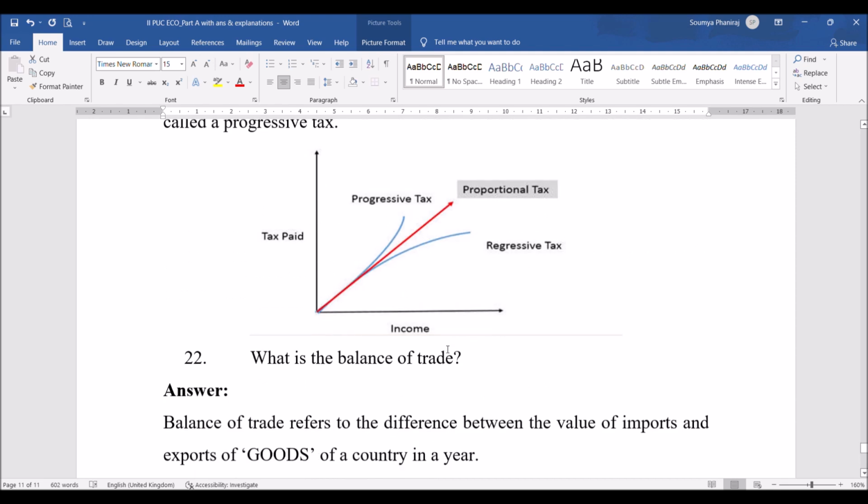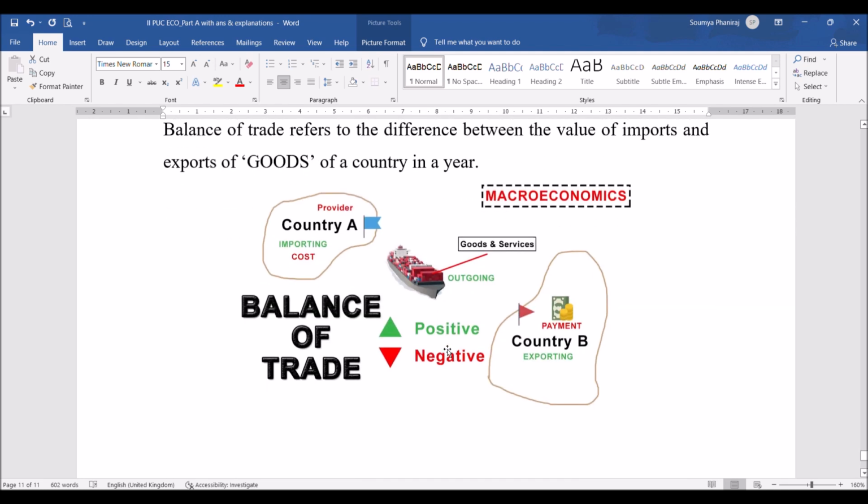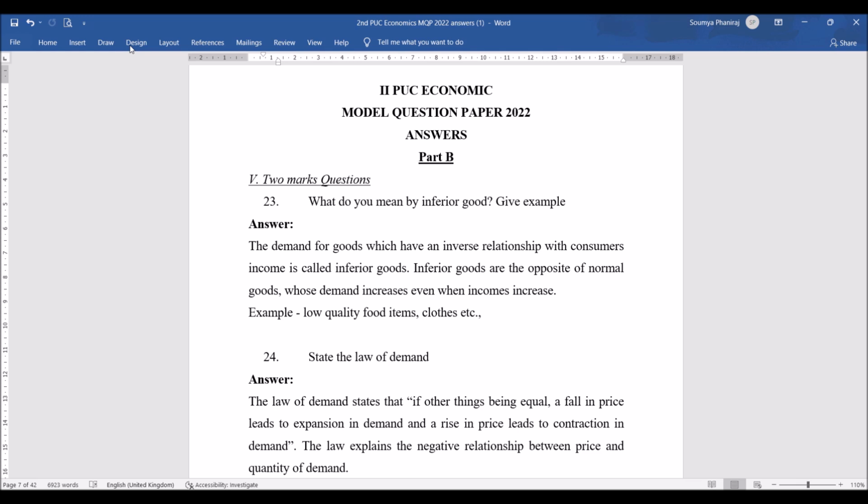So students, this was part A of the Karnataka State PU Board Economics model question paper. Let us start with part B, 2 marks questions.